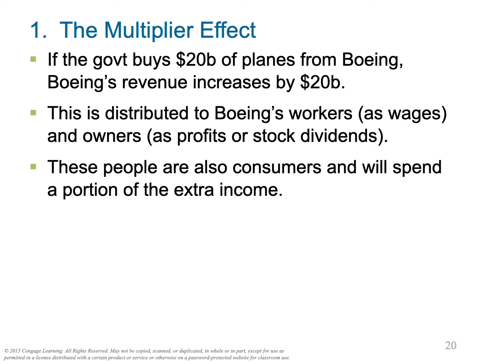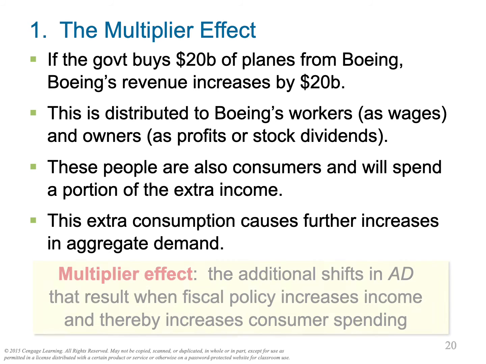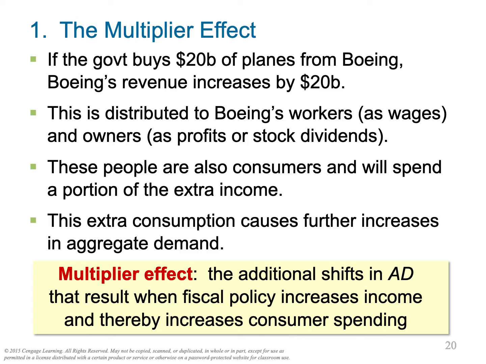These people, Boeing's workers and owners, are also consumers. And so this new income that comes from the government spending, they're going to spend at least a portion of it. And so the extra consumption that these workers and owners engage in further increases aggregate demand. So aggregate demand shifts by more than just the increase in government spending. It shifts further because the government spending becomes somebody else's income, which they then spend at least a fraction of that income.